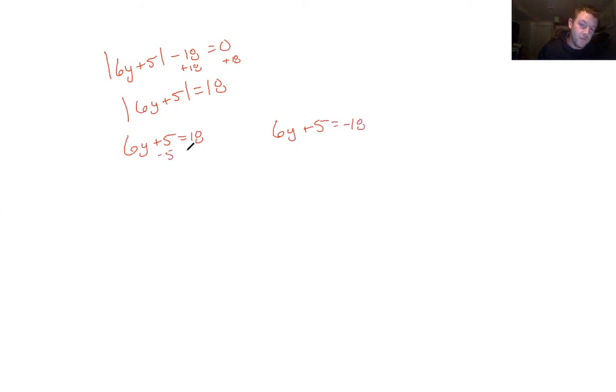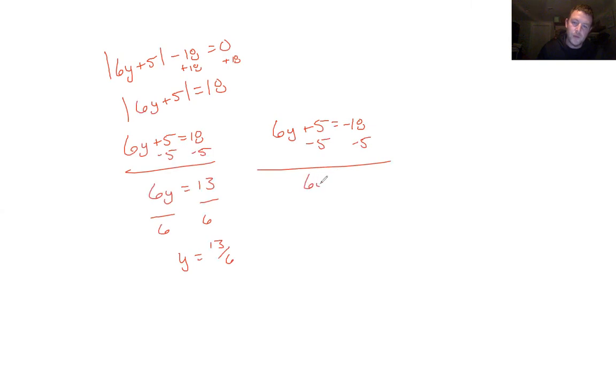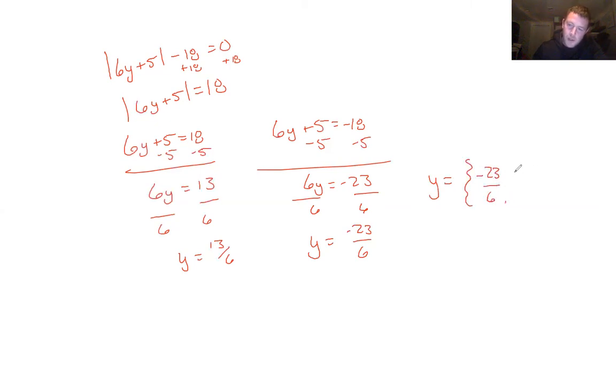Minus 5. 6y is equal to 13. Divide by 6. y is equal to 13 over 6. Same thing: minus 5. 6y is equal to negative 23. Divide by 6. y is equal to negative 23 over 6. So again, two solutions. So I should write it as a solution set. I should say negative 23 over 6 and 13 over 6.